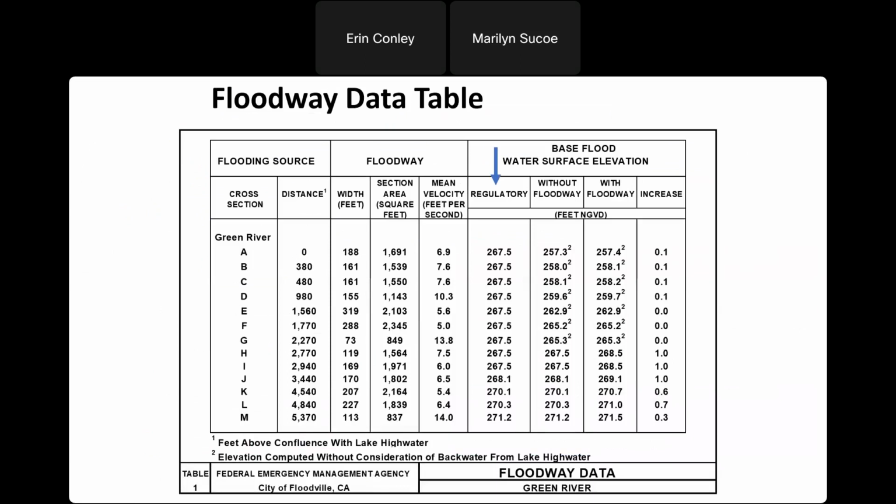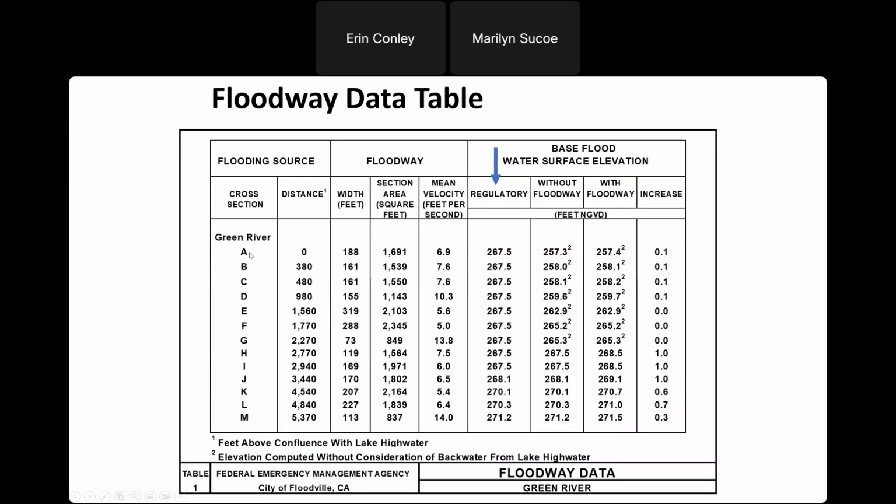Base flood elevations, you should be getting them again from the flood insurance study for most AE zones. There is the floodway data table. So if your property is directly on or very near to one of the cross sections, you can use the floodway data table.